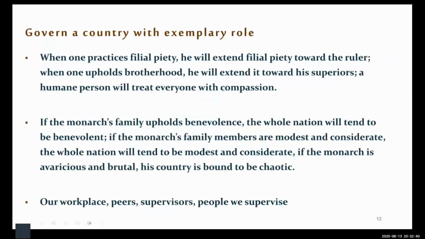When we say we are governing a country, some people may say, oh, I'm not an officer, or I'm not an official or leader of a country. How would I be able to govern a country? I'm not given the opportunity. But here I would say for every one of us, we can see our workplace, or any organization we are associated with, as like a country.